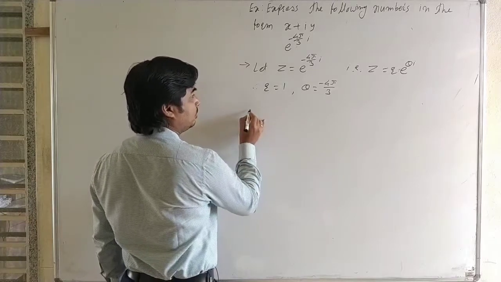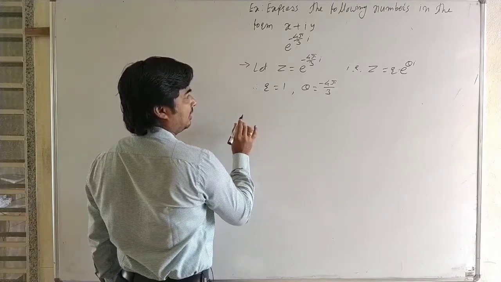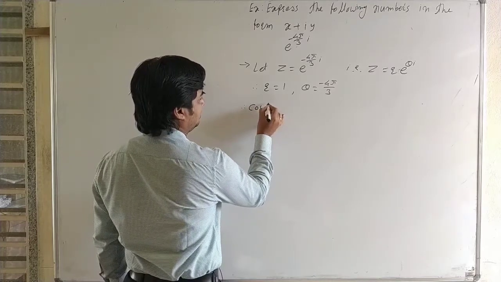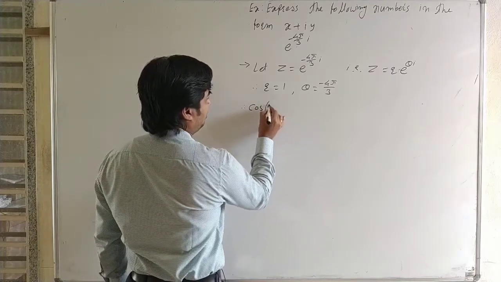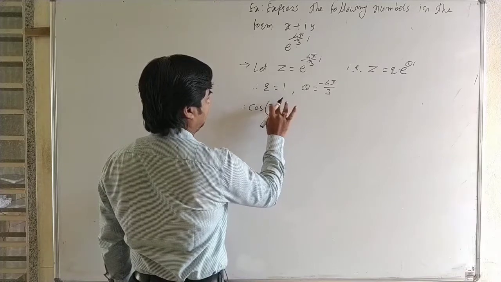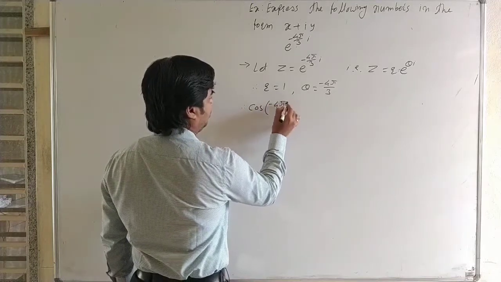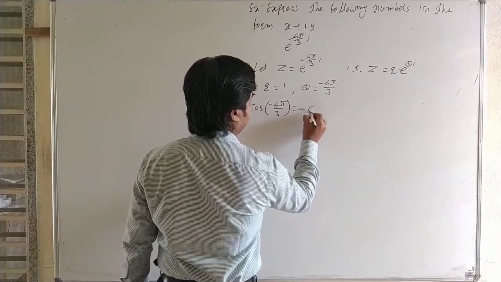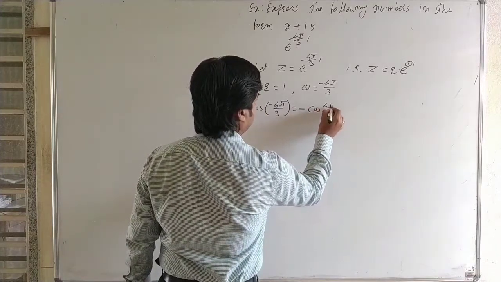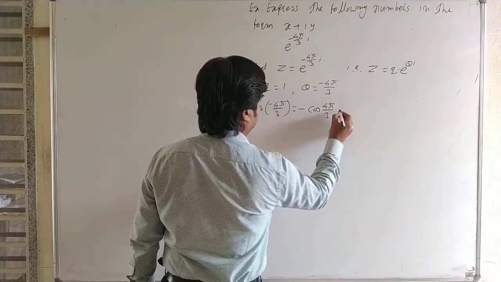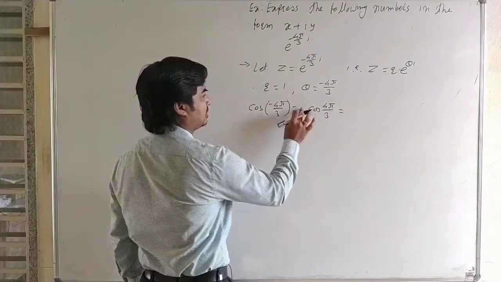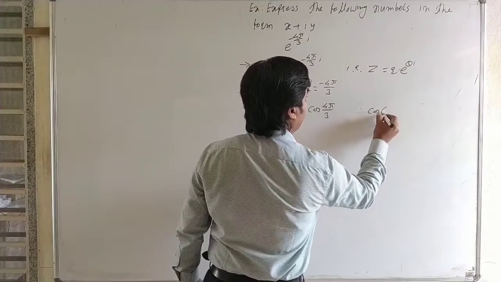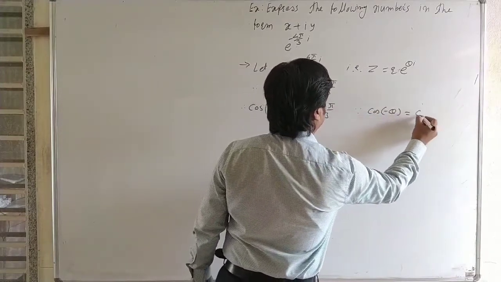Here first we find the value of cos theta and sin theta. Therefore cos theta, that is cos minus 4 pi by 3, is equal to cos 4 pi by 3, sorry, it is plus. Which formula did we use here? Cos minus theta is equal to cos theta.